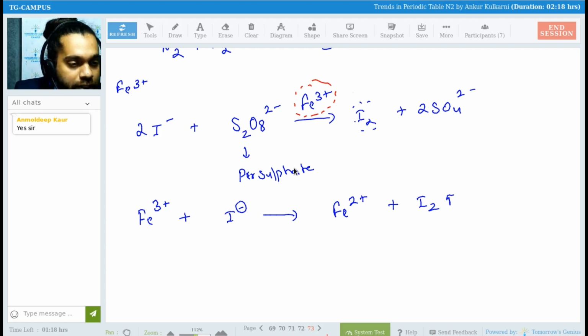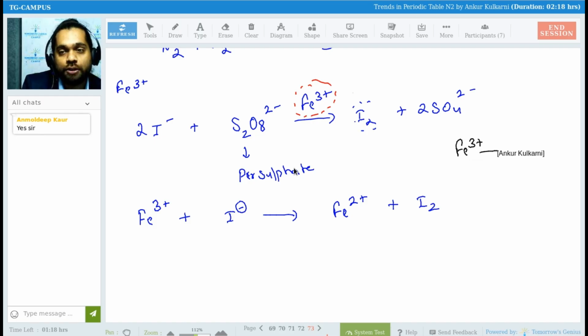Fe3+ to Fe2+. Is it oxidation or reduction? Fe3+ to Fe2+, is it oxidation or reduction?